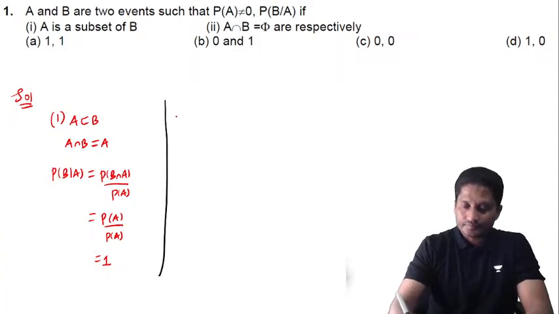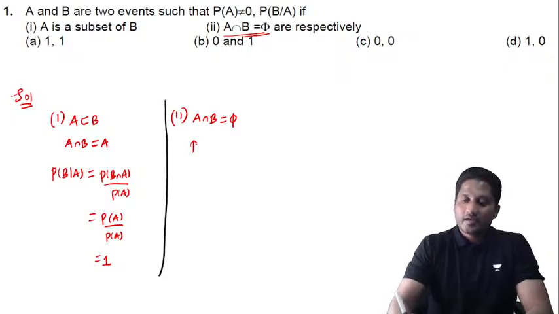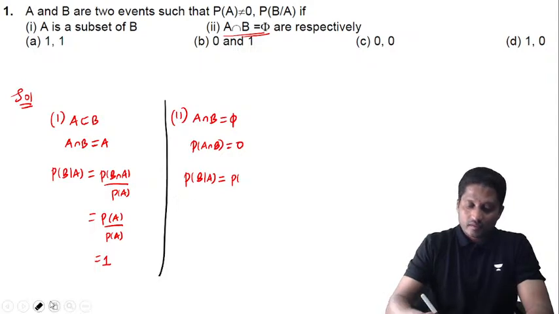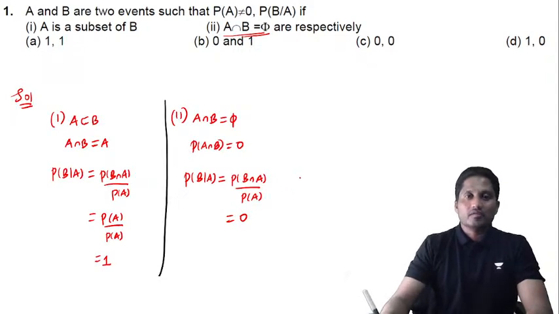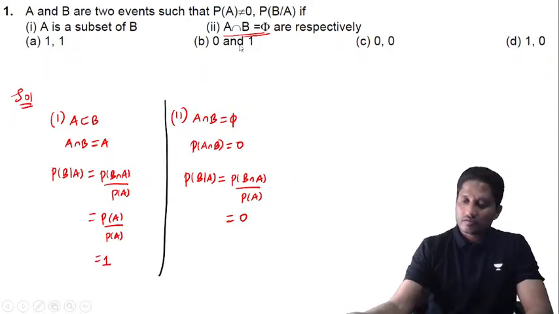Subdivision 2. It is given in the question that A intersection B is a null set. If A intersection B is a null set, then obviously probability is 0, P of A intersection B will be 0. And I'm supposed to find out what is P of B given A. P of B given A is equal to P of B intersection A divided by P of A. So this is 0 because P of A intersection B is 0. So answer is 1 and 0. That is answer is option D.